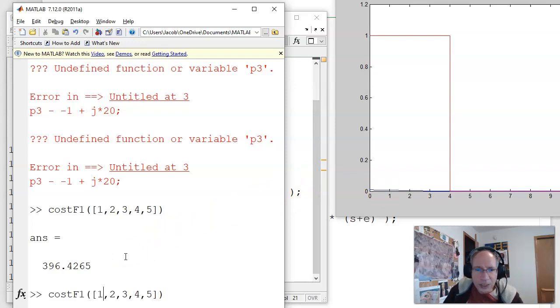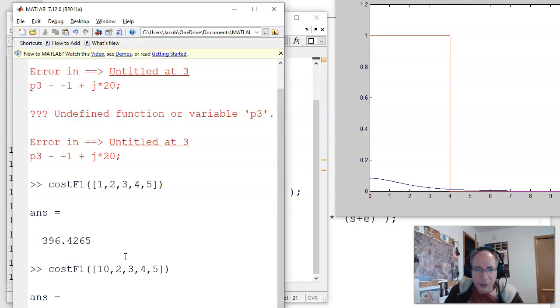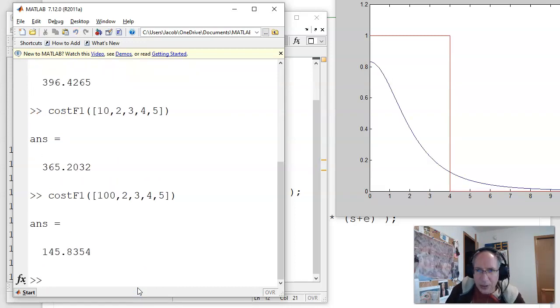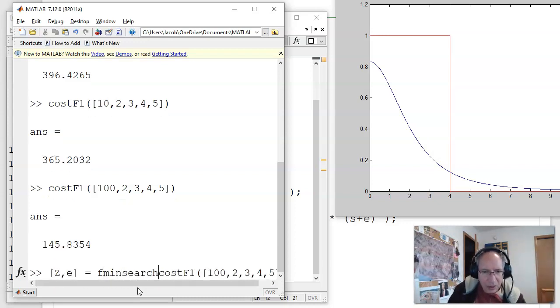So let's change that. Let's make this 10, 2, 3, 4, 5. A little bit better, not great. How about 100, 2, 3, 4, 5? Better. So I can guess again, or let MATLAB guess for me. And so I want to minimize the function cost F1. My initial guess is 100, 2, 3, 4, 5.